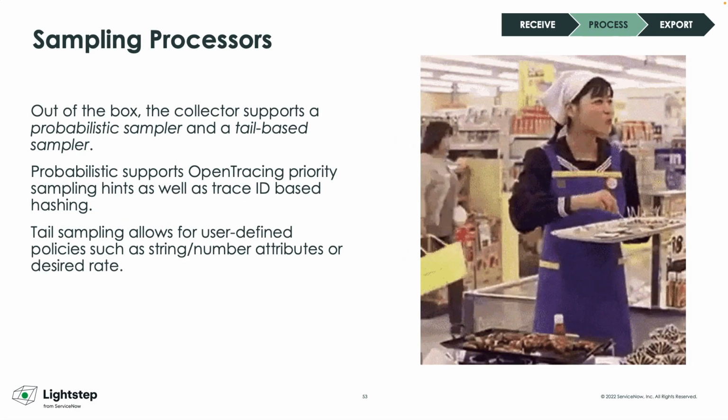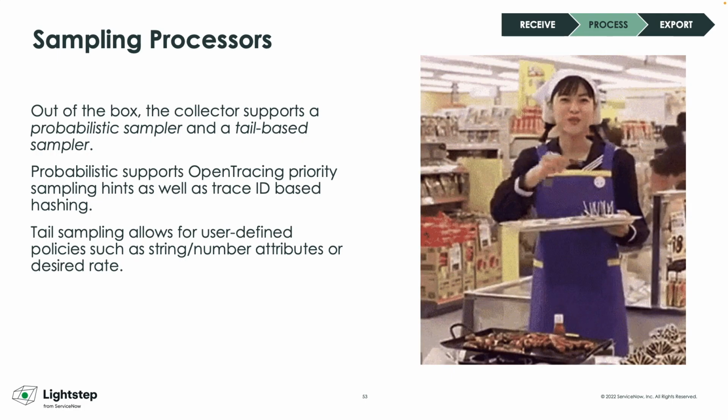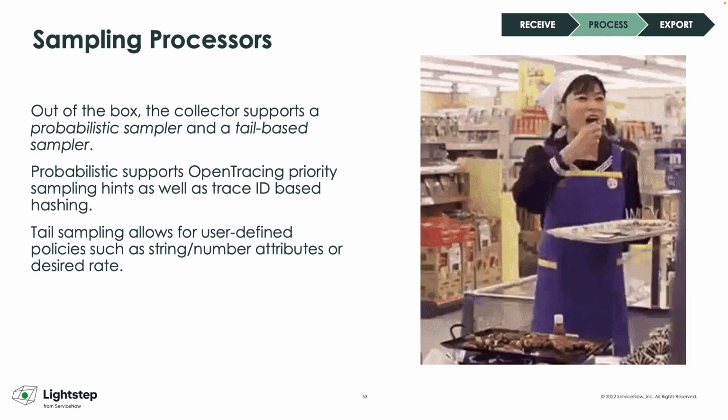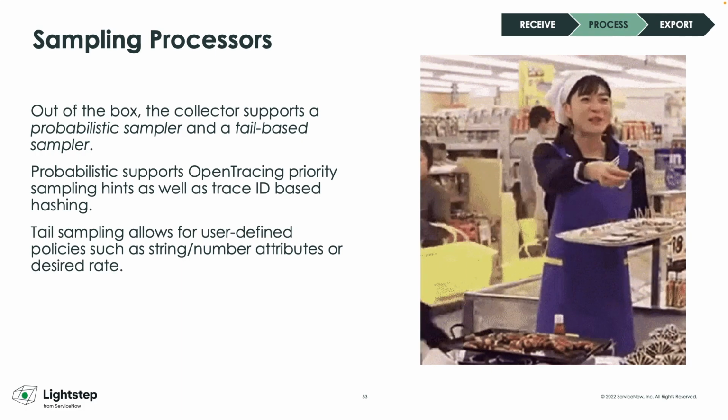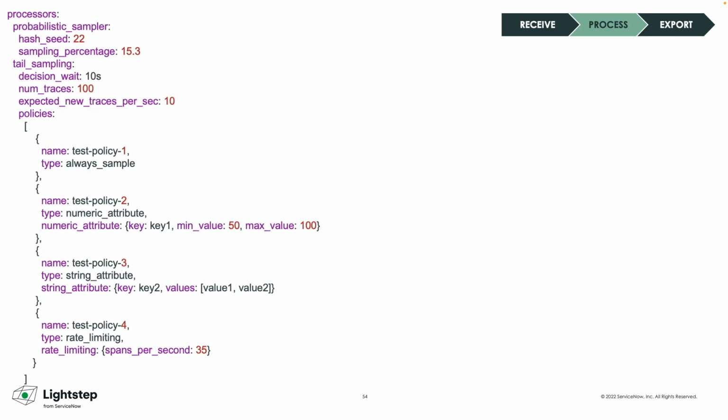The sampling processors are among the most complex to configure, because you can have several different configurations for several different services or several different usages of an application. This is an example of sampling configuration based on a percentage, or based on different policies that you can apply to your attributes or to your rate of messages.